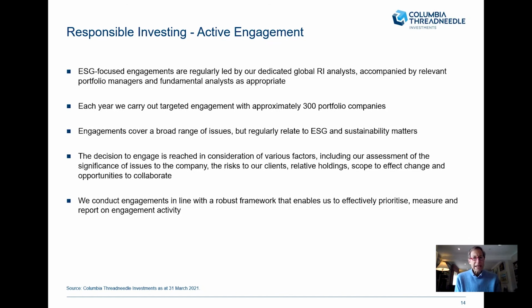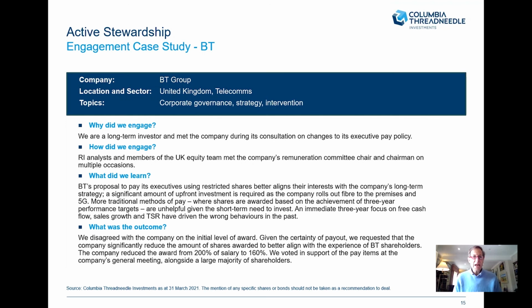And we do a lot of engagement with companies. That second bullet point there, we engage with around 300 companies each year, talking to senior management about any issues that we have to make sure that they're well run with regard to the environment, social activities, and good corporate governance. And I've just put a couple of examples of where that engagement has been successful in recent years.